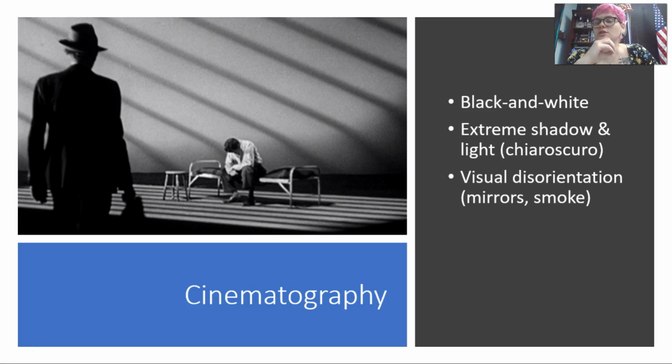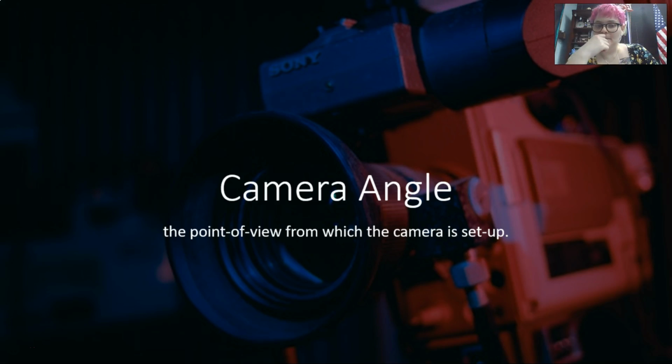And there's a lot of visual disorientation or literal smoke and mirrors. So mirrors are a really common usage in film noir. Again, you can thank Fritz Lang's M for that, and just Fritz Lang in general. But there's also smoke frequently used, Dutch angles, anything to make the viewer feel disoriented. So part of that is because of, as I mentioned, camera angle.